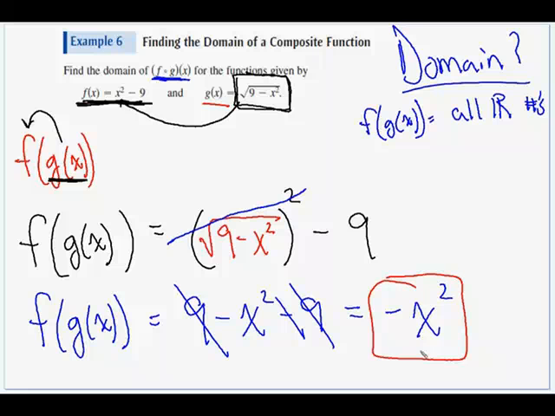We also have to go back to the inner function. Here our inner function was this radical, the square root of 9 minus x squared. The square root of 9 minus x squared. Remember, when we have something under a radical, we always want that to be greater than or equal to 0.